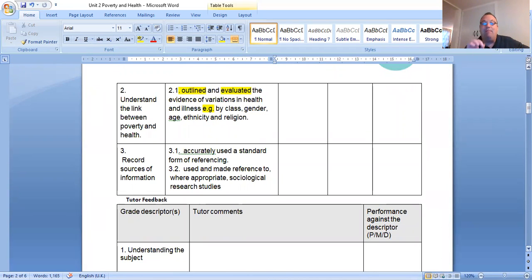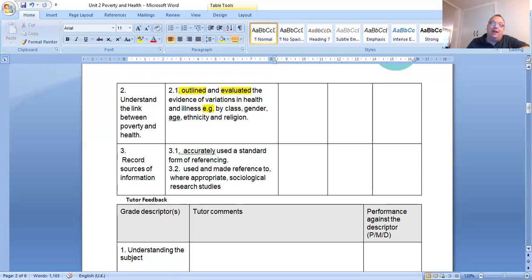Understand the link between poverty and health. Okay, so here, this is going to be your essay task, and this is going to have the 1,000 words allocated to it for you to write this. So this is quite a lot of detail. Outline and evaluate. So in other words, it's not only evaluate, it's describe, it's going to detail and then evaluate the evidence of variations in health and illness, e.g. by class, gender, age, ethnicity and religion. You have to take most of those, but they are examples rather than obligatory to go in each case.